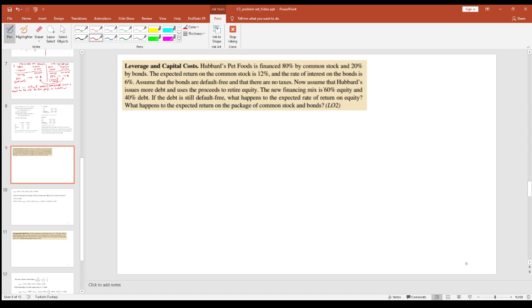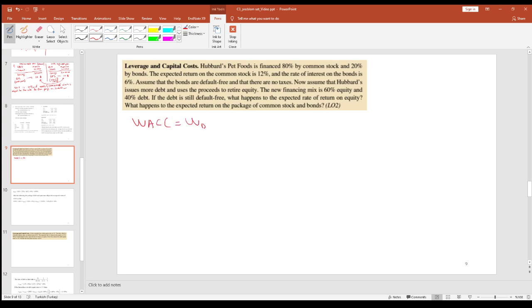The new financing mix is 60% equity and 40% debt. If debt is still default free, what happens to the expected rate of return on equity? What happens to expected return on the package of common stock and bonds? Well, you should calculate weighted average cost of capital here.